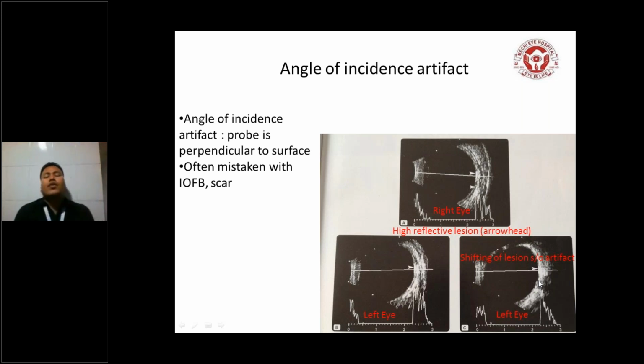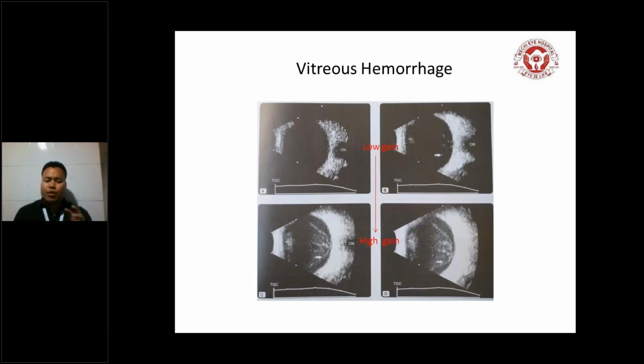So these are different pictures of the same eye taken at different gain settings. To differentiate vitreous hemorrhage, we have to increase the gain. If the vitreous hemorrhage is fresh, then low reflective multiple dot-like echoes are noted in the vitreous cavity. But if the vitreous hemorrhage is old, then we can see relatively high reflective echoes in the vitreous cavity.